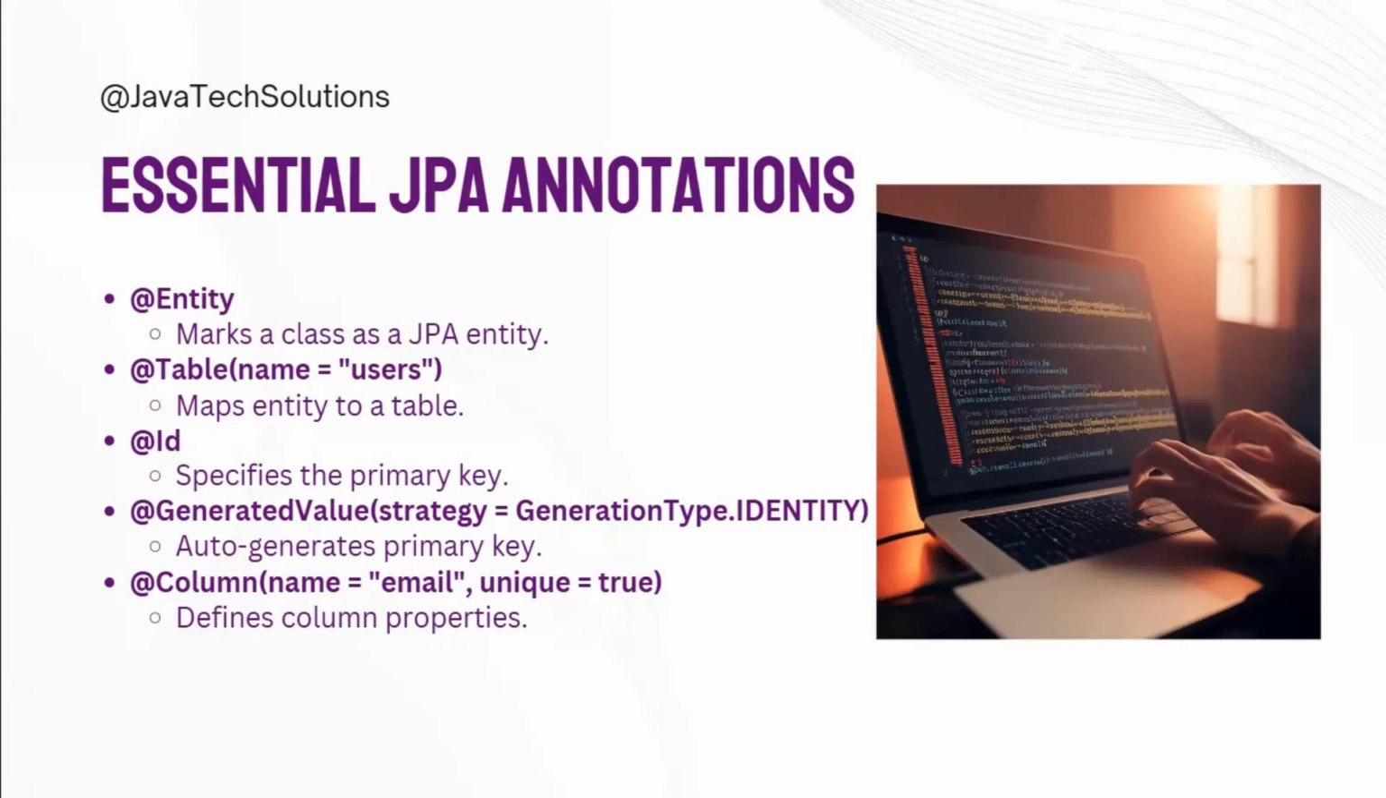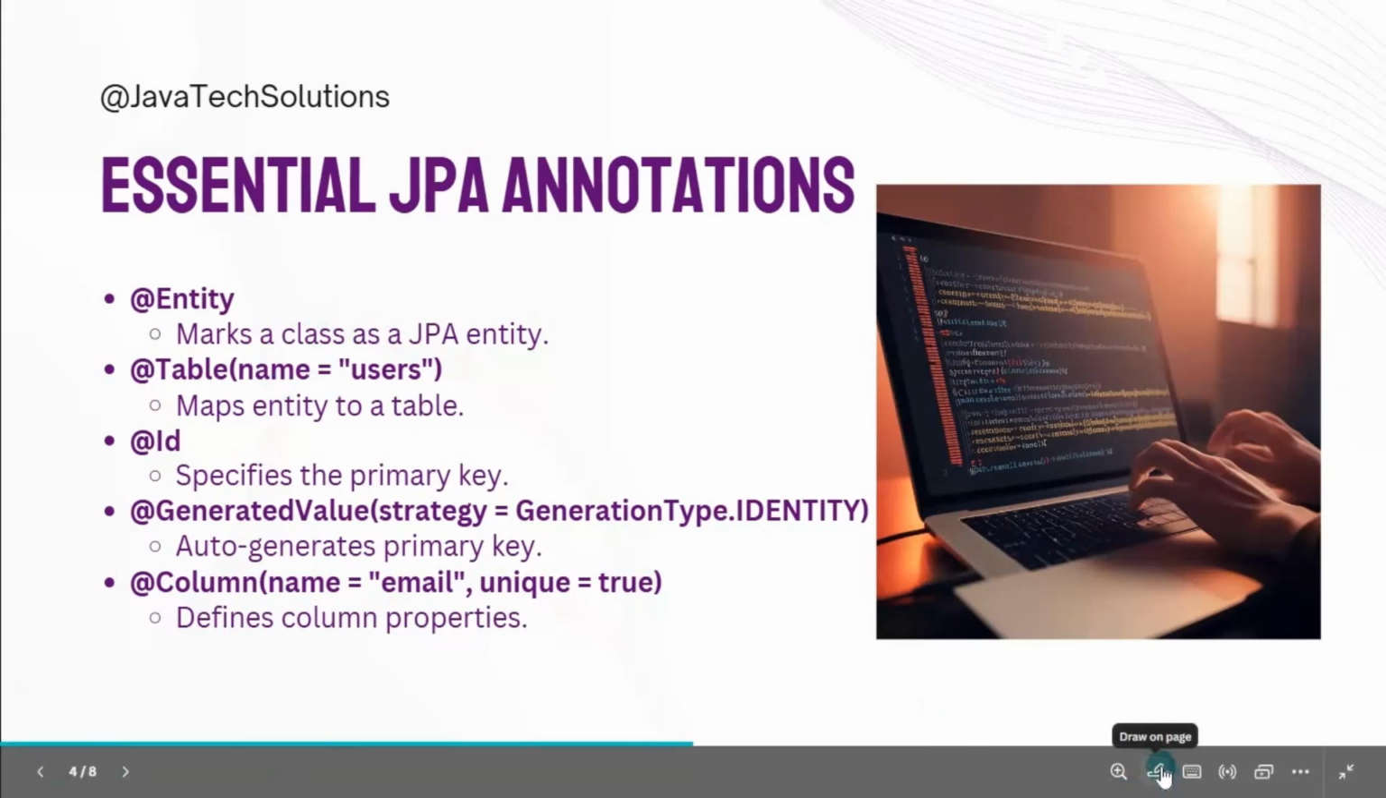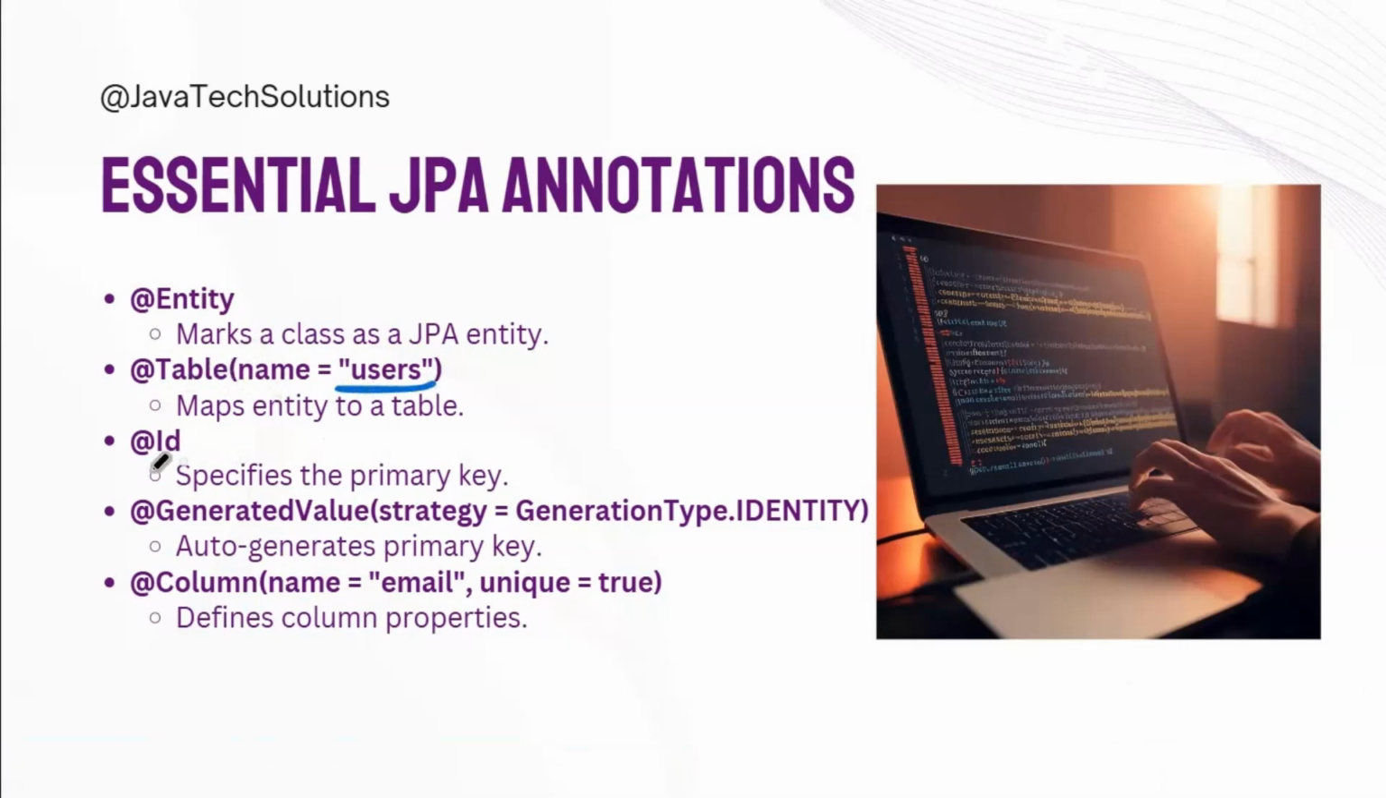There are multiple annotations available in JPA. Some of them are @Entity, @Table, @Id, @GeneratedValue, and @Column. If we want to mark a class as a JPA entity, then the @Entity annotation is used. If we want to map an entity to a table, then the @Table annotation is used. Within the table annotation, we are using the table name over here.